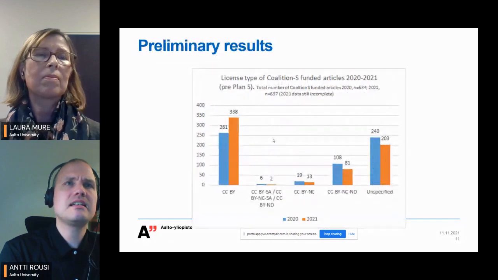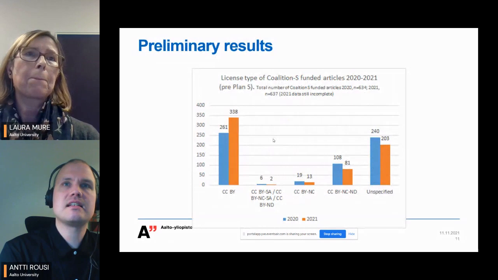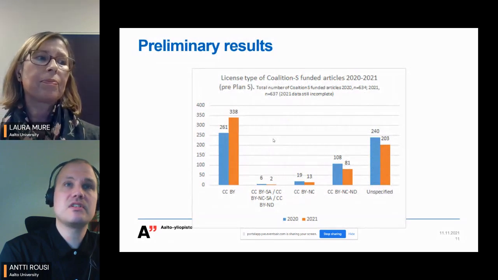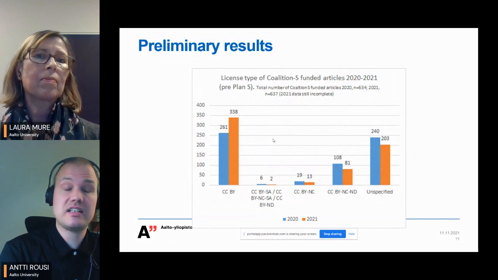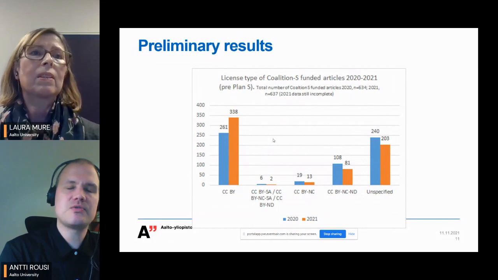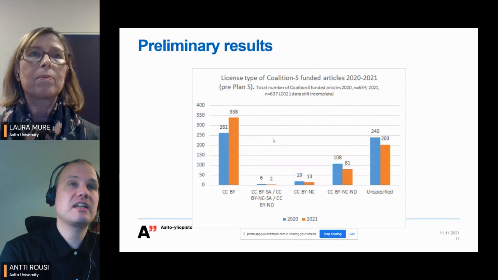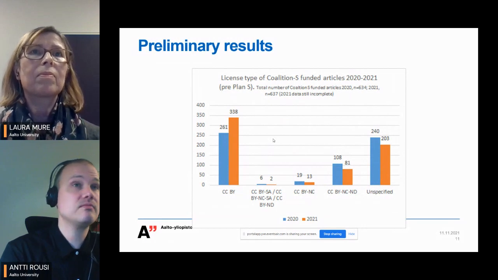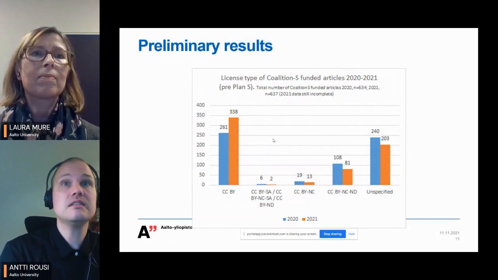And then we can see the license type. We can see there's an increase in CC BY, which I think is good, and there's a decrease in unspecified already before we enter the Plan S terms. So that's something that we can maybe look up. Maybe the unspecified is more related to the green open access, because it's often the publisher's copyright, and only a few publishers use these CC licenses. But we can monitor that. That seems to work quite well. Laura, could I have the next slide, please?